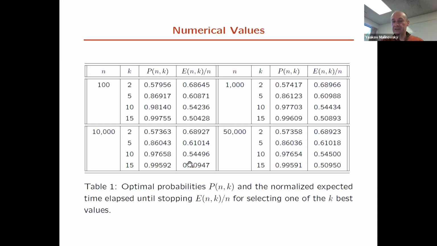It's here. For example, if n equals 10,000 and k equals 10, say, our probability to select one of the best is 0.97658, and the average time until stopping, normalized by n, is 0.54. We can do this for any possible values of k and n, and for other characteristics.